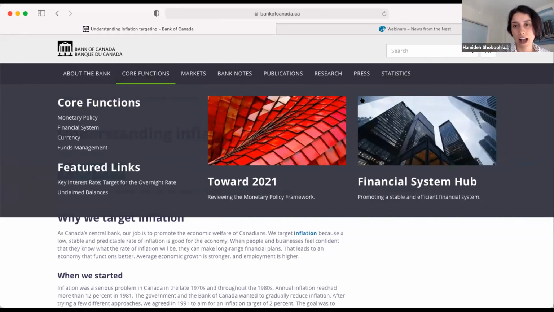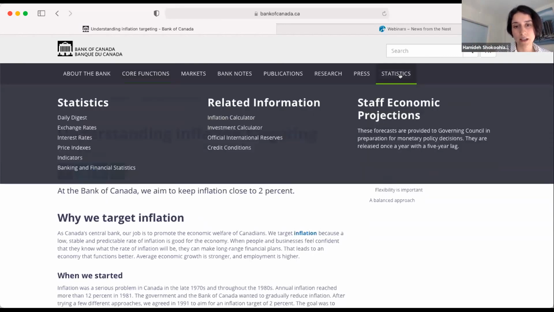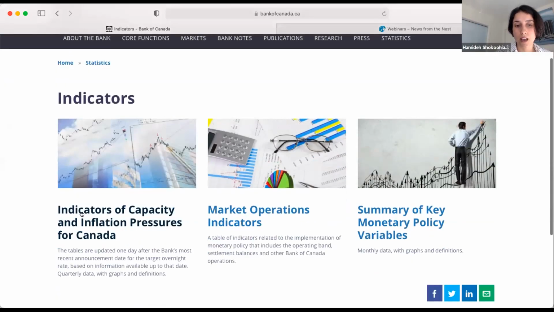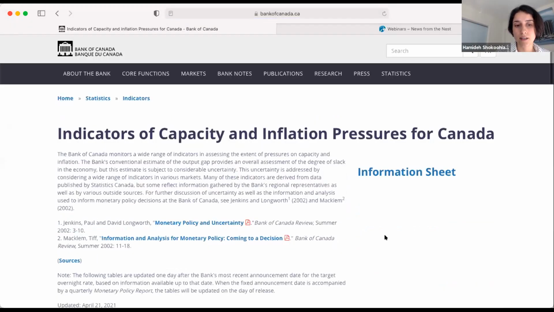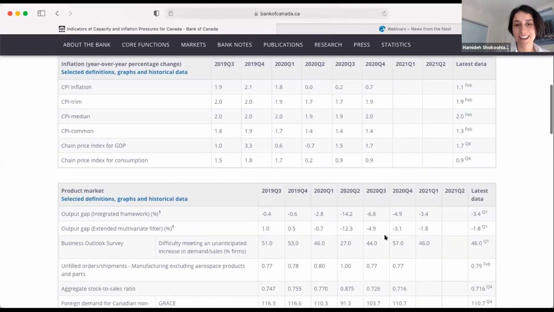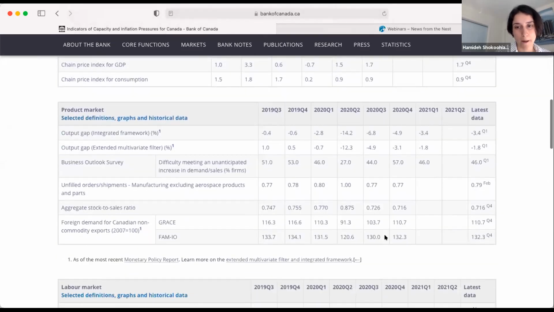So then I ask them to open, through statistics, I ask them to open indicators and check the data about output gap. So, and then they see that what they expected, it's true. And they can see data.